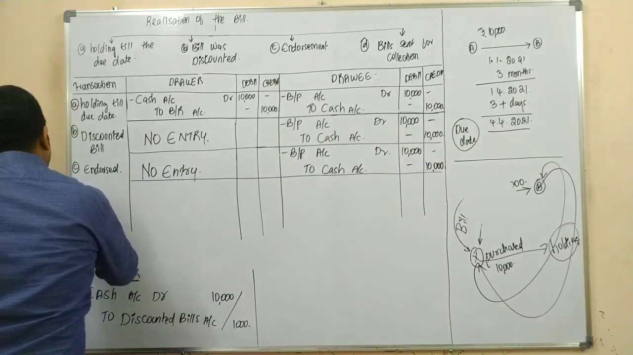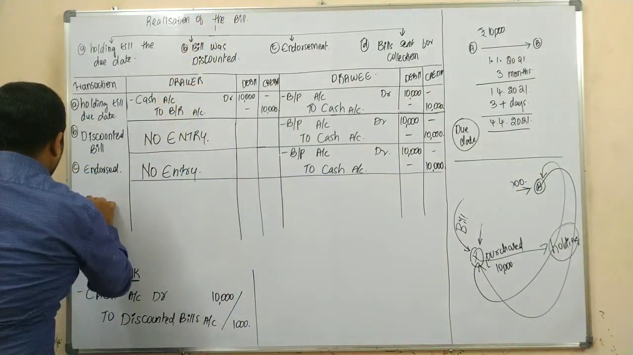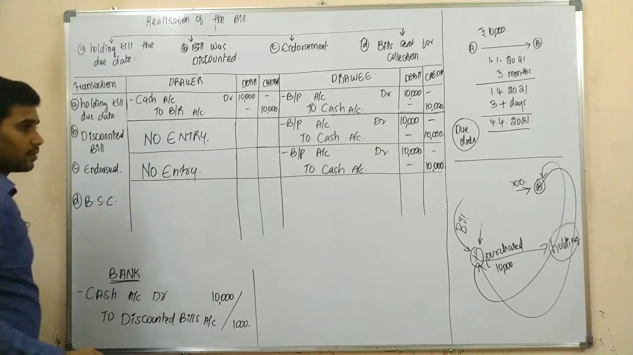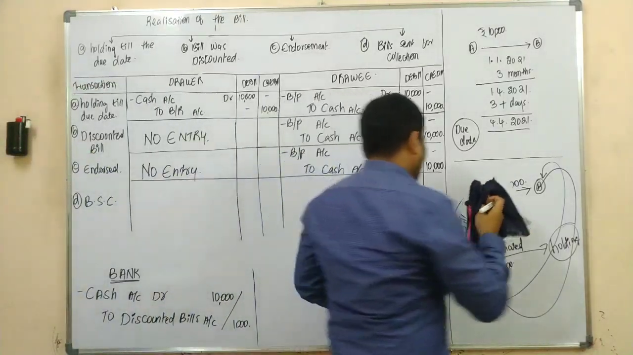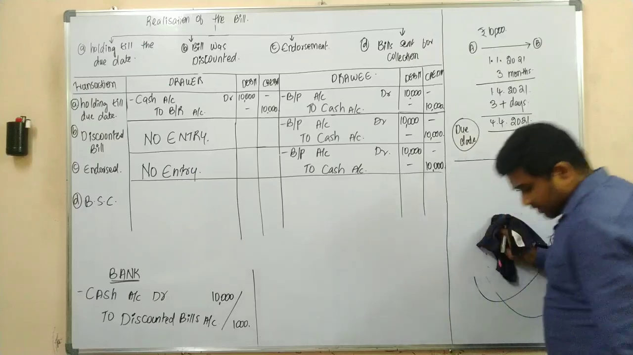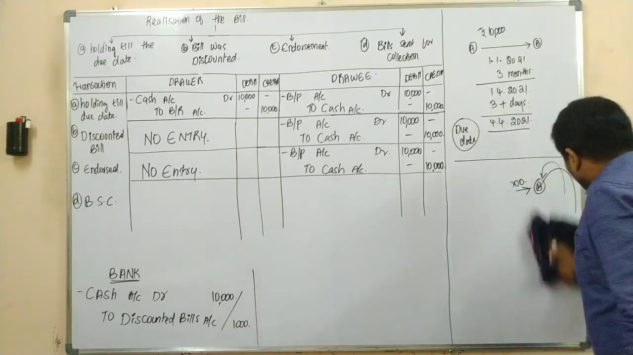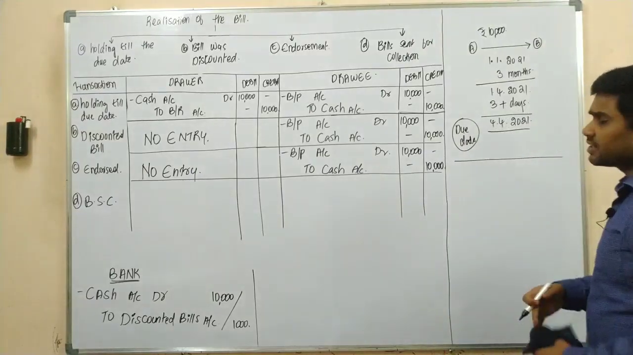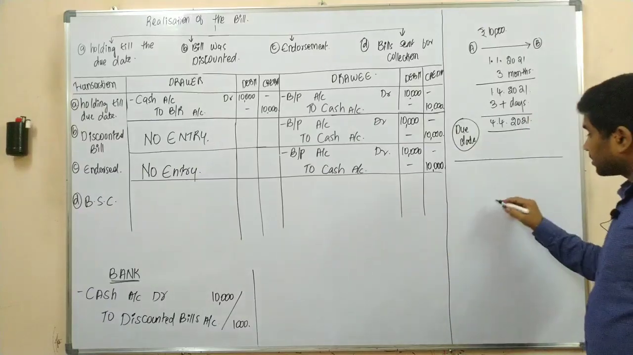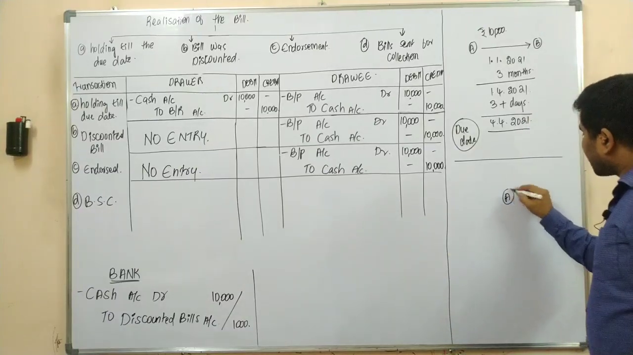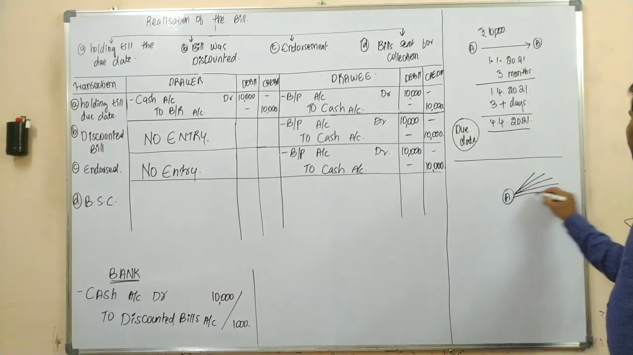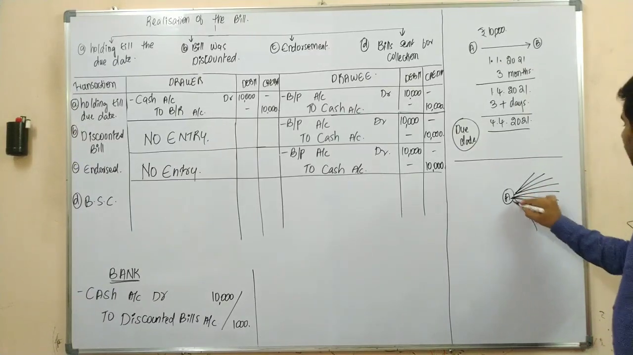Next one. What is the last option, sir? Bills sent for collection. And on the due date, the bills were realized. So what is it, sir? Let's take an example and understand here. Let's say we are having Mr. A who sold goods to various parties throughout the year.